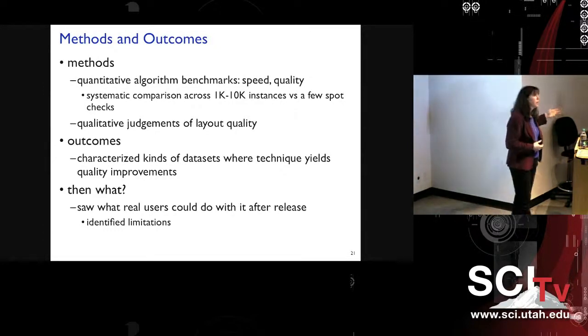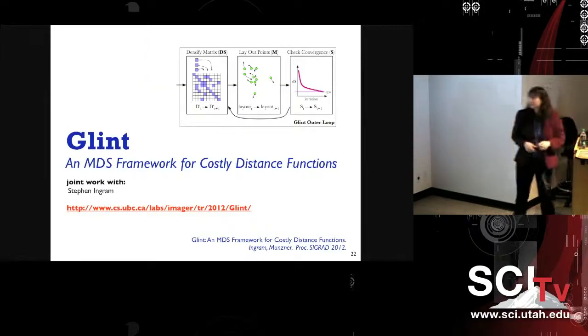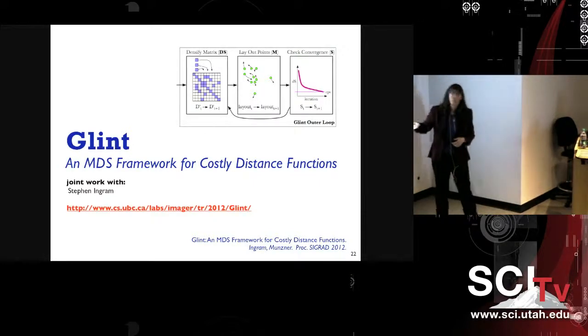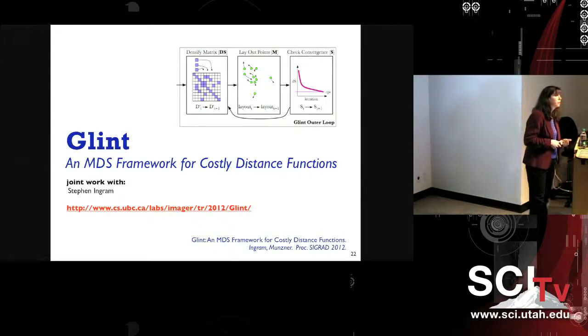So a number of people were happy with Glimmer and got good results. But there were some interesting examples of results where we could actually do much better. So some much more recent work, this just came out a month ago, was Glint, which was trying to say, what about doing MDS when the distance functions are actually very expensive? And this, again, is joint work with Stephen Ingram.